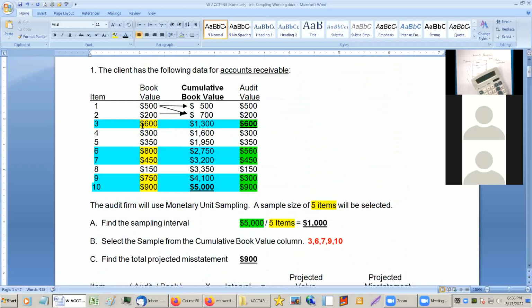Everything on here has a chance to be picked based on the size of it, right? Now, suppose number 2 wasn't 200. Suppose it was 1200. Let me get rid of these. So suppose number 2 was 1200. How likely would it be that number 2 gets picked?